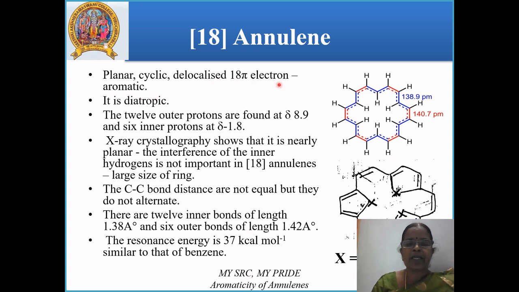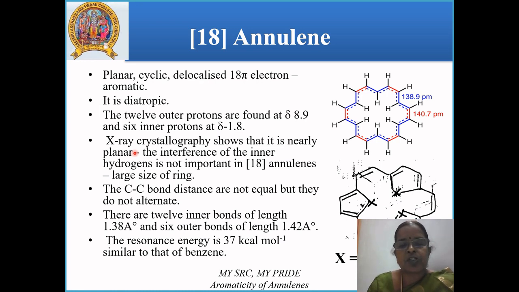The aromatic character is supported by the chemical shift value of delta 8.9 for the 12 outer protons. According to the induced ring current effect, the inner protons are shielded protons and come to resonance at a higher applied field strength, delta minus 1.8.